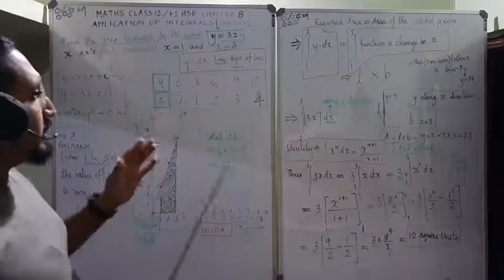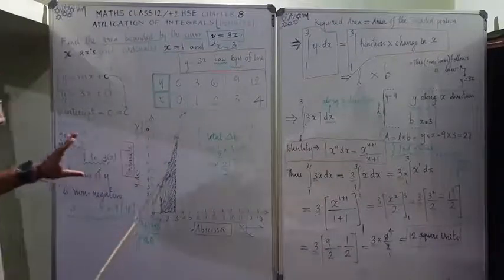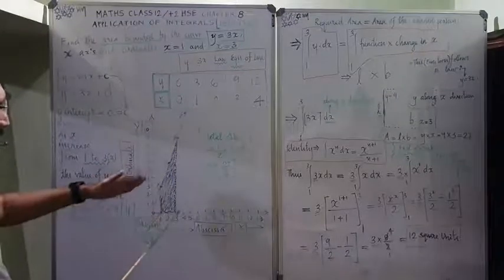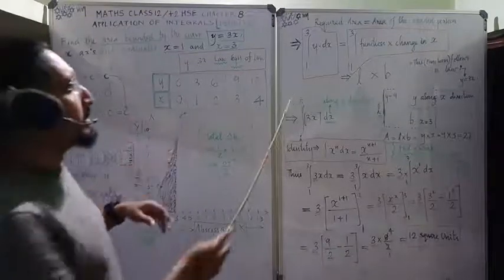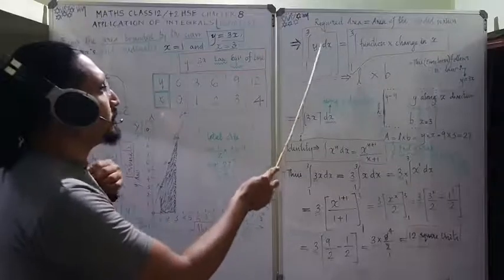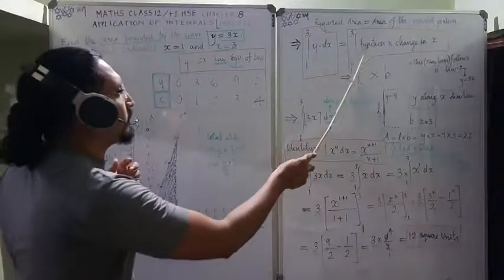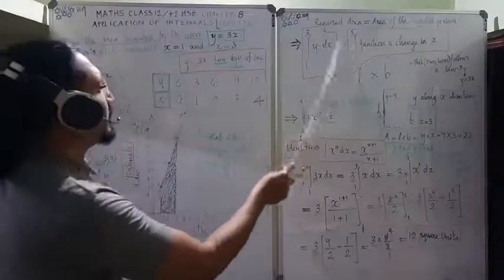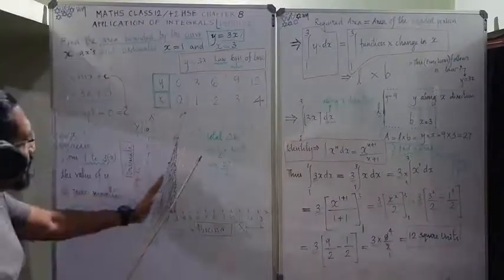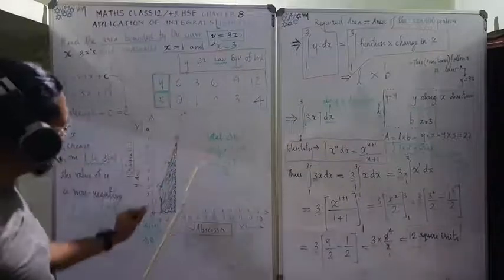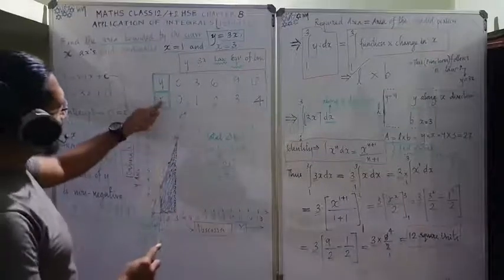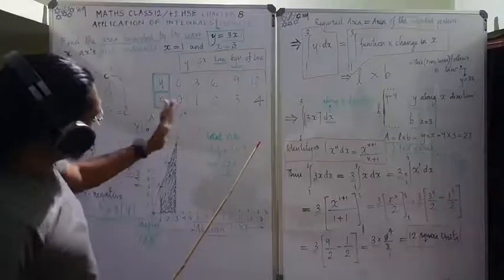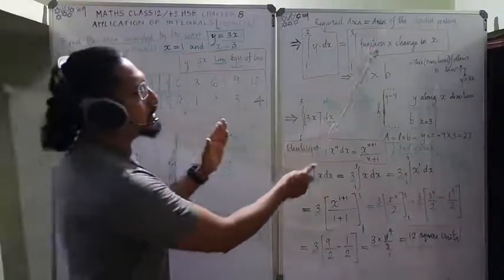Here, to find the area under a curve which it makes with the x-axis, there is a formula given by the integration of the function. What is the function given over here? Y is equal to 3x. This function is moving along the x-axis, starting from here and moving towards the right. So this is the essence of this problem.